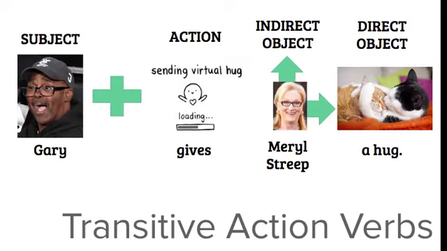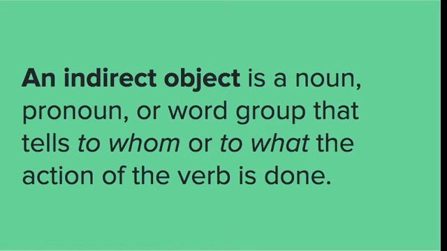So let's look at that definition. An indirect object is a noun, pronoun, or word group that tells to whom or to what the action of the verb is done. Now that's a little bit confusing, so let's look at some examples.